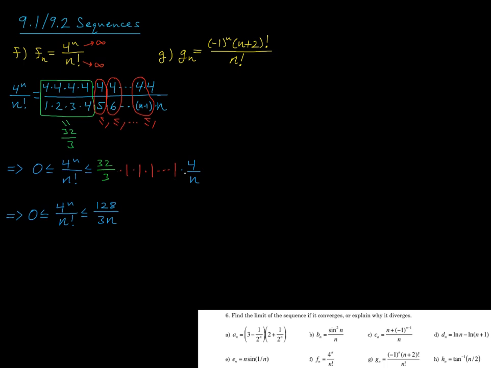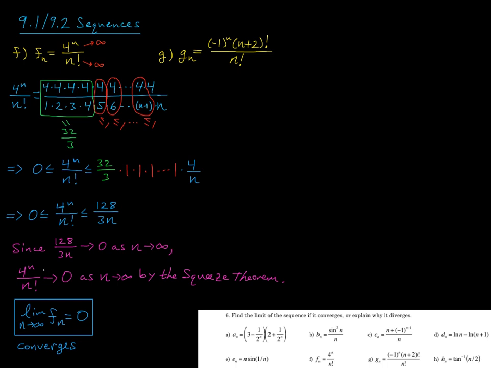Now this thing on the right is equal to 128 divided by 3n. And what happens to it as n gets infinitely big? Well, it's going to approach 0. So now we can go ahead and finish by just using the squeeze theorem. 128 over 3n approaches 0 as we let n approach infinity. And since 4 to the n over n factorial is squeezed between 0 and something becoming infinitely small, it will approach 0 by the squeeze theorem. So the sequence f sub n does approach 0 and it converges.